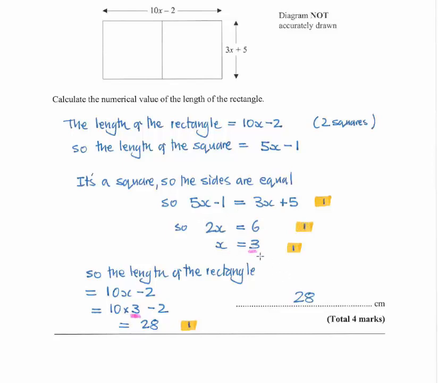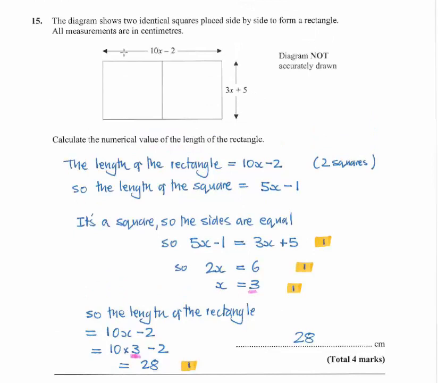And then you solve it, so x is 3. Have another mark. And finally, the length of the rectangle is found by substituting this number into this expression here. So the length of the rectangle is 10 lots of 3, 30, take away 2, 28. And there's your mark.